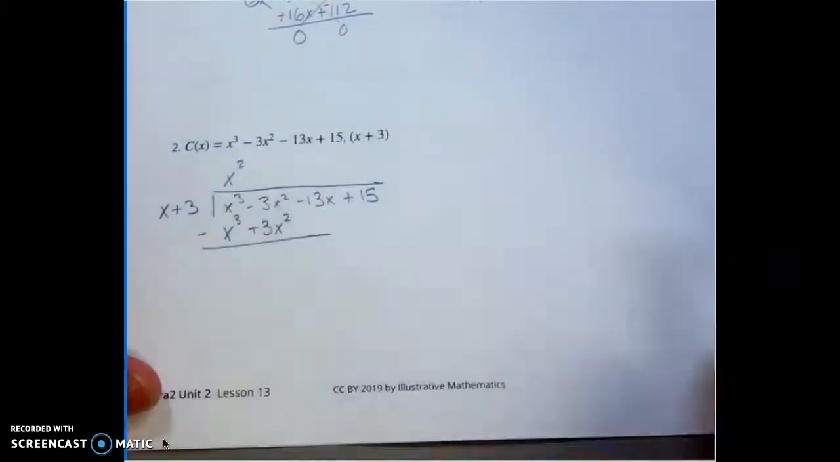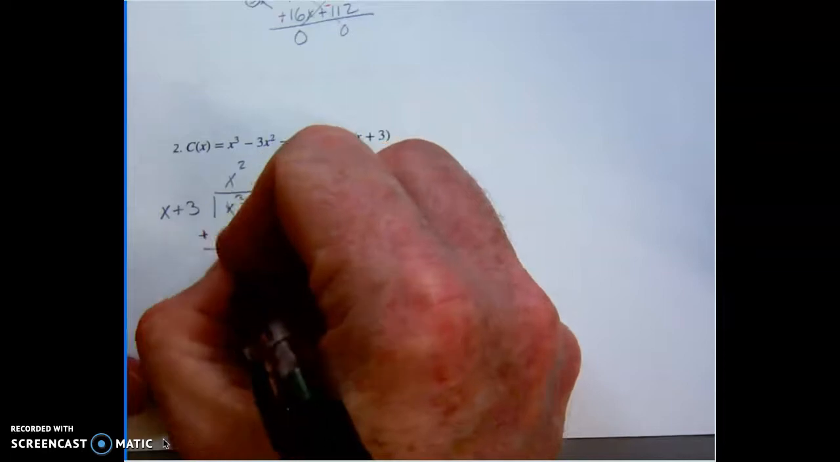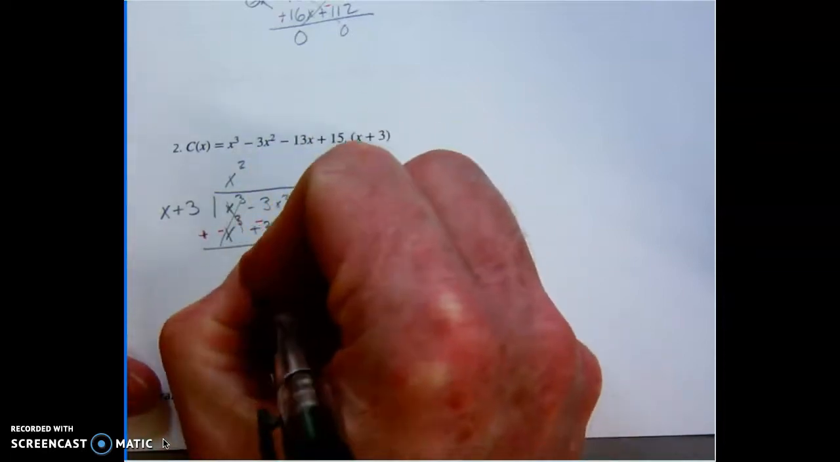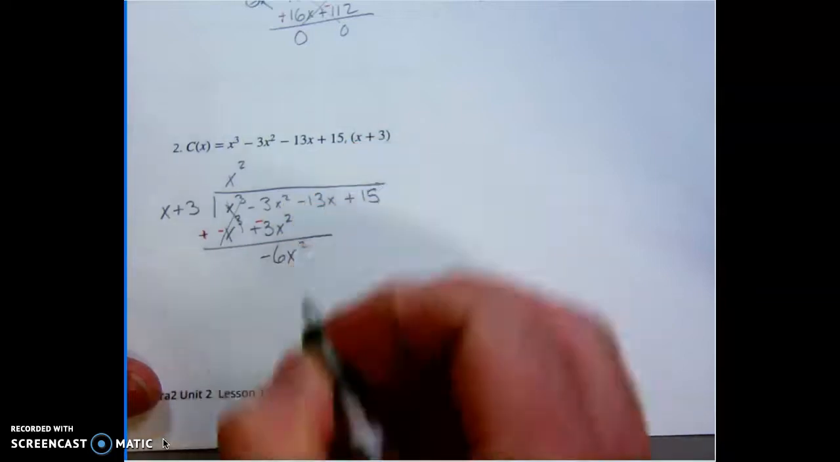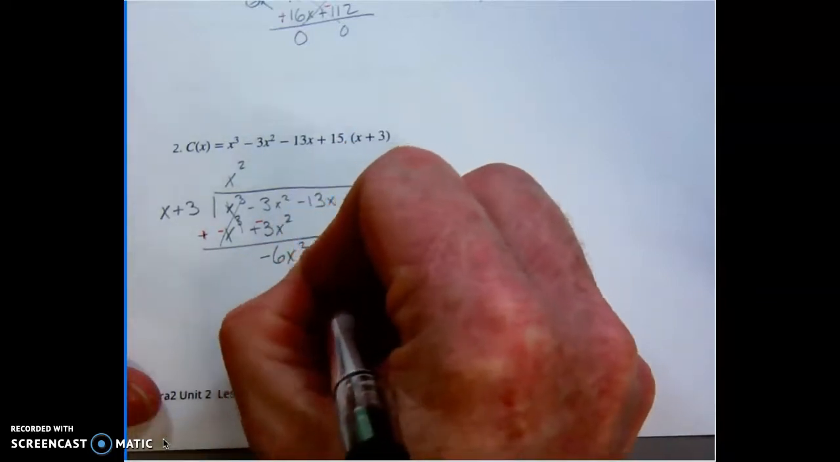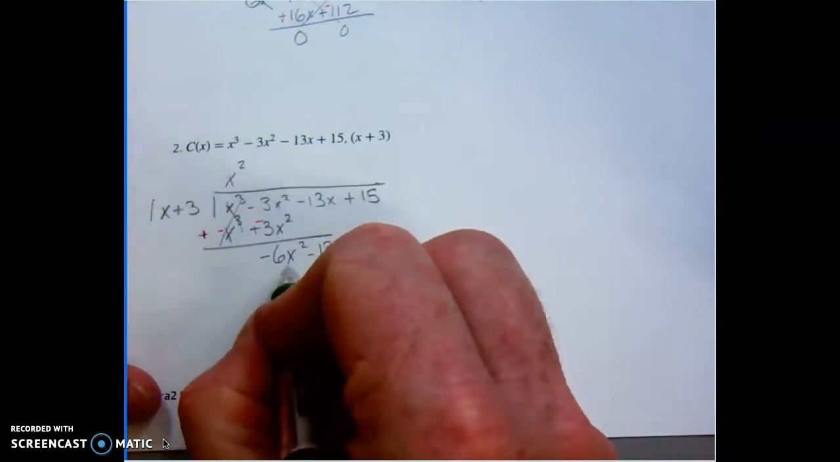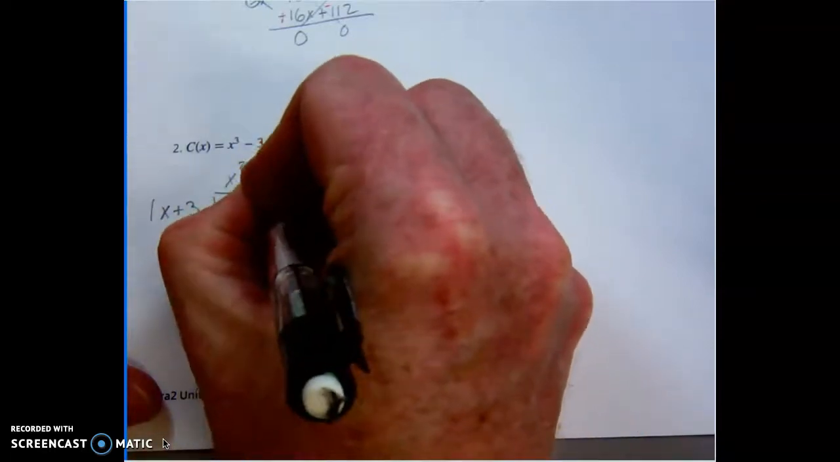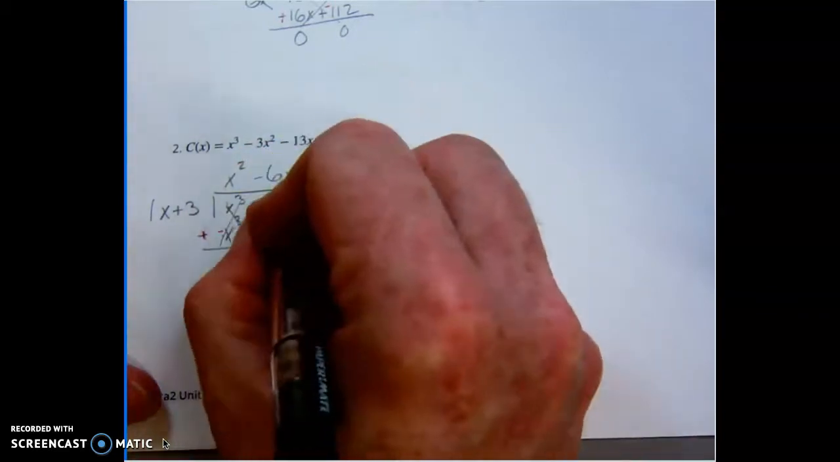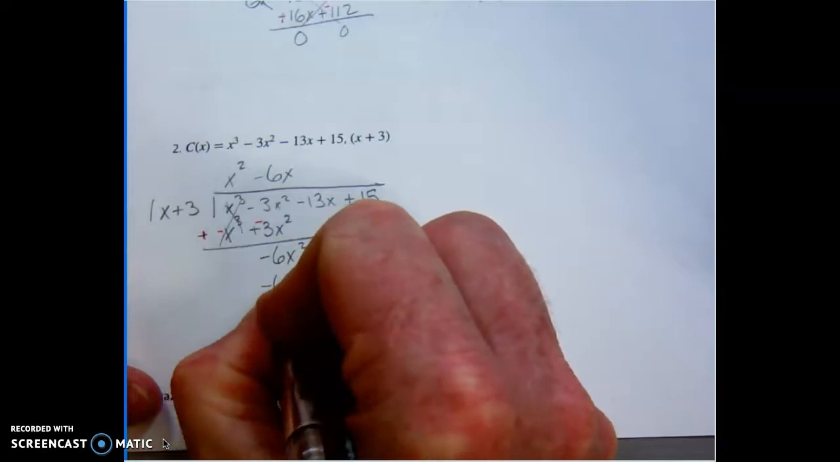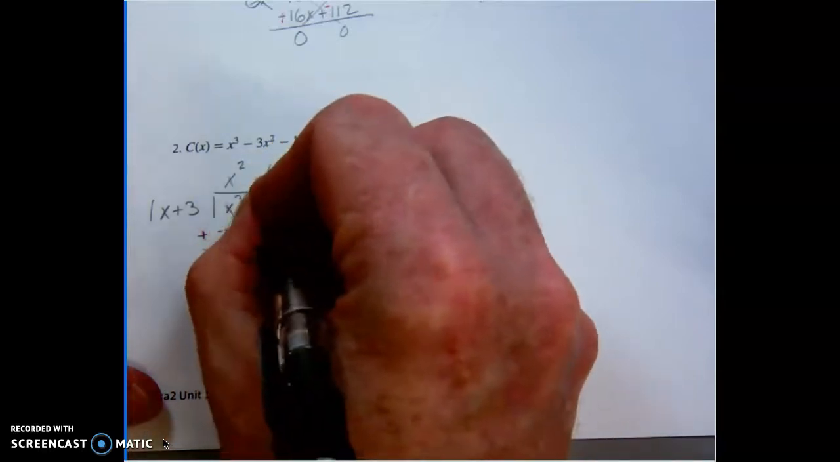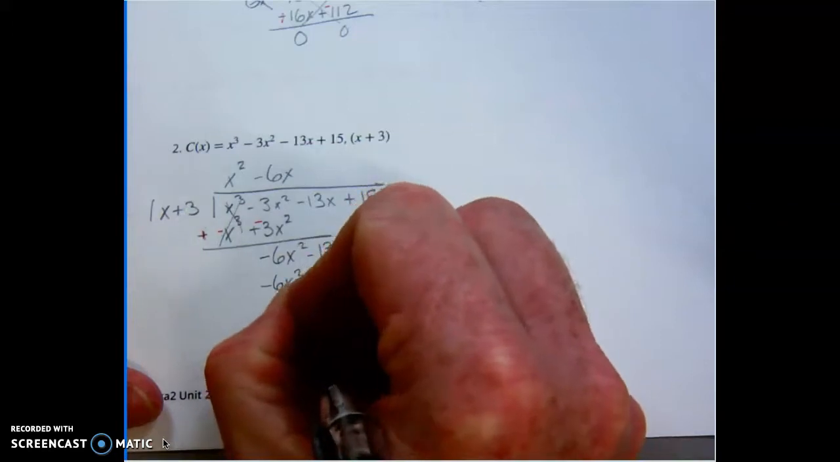Be careful with your signs here. Instead of subtracting, I'm going to switch the signs and add, just because that's easier for me. X to the thirds go away. Negative 3x squared and negative 3x squared is negative 6x squared. Bring down the minus 13x. So 1x times what gives me negative 6x squared? Well, I need it times a negative 6x, since I need 2 x's and I only got 1. So negative 6x times 1x is negative 6x squared. Negative 6x times 3 is negative 18x.